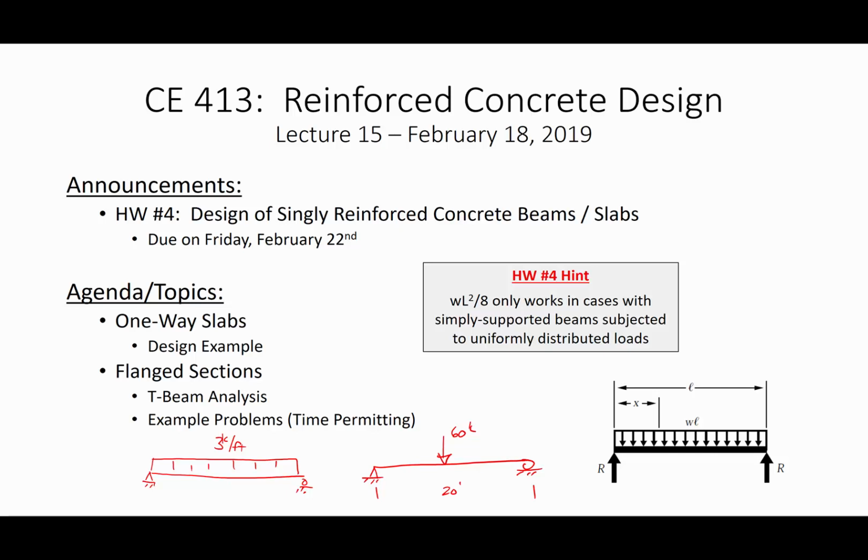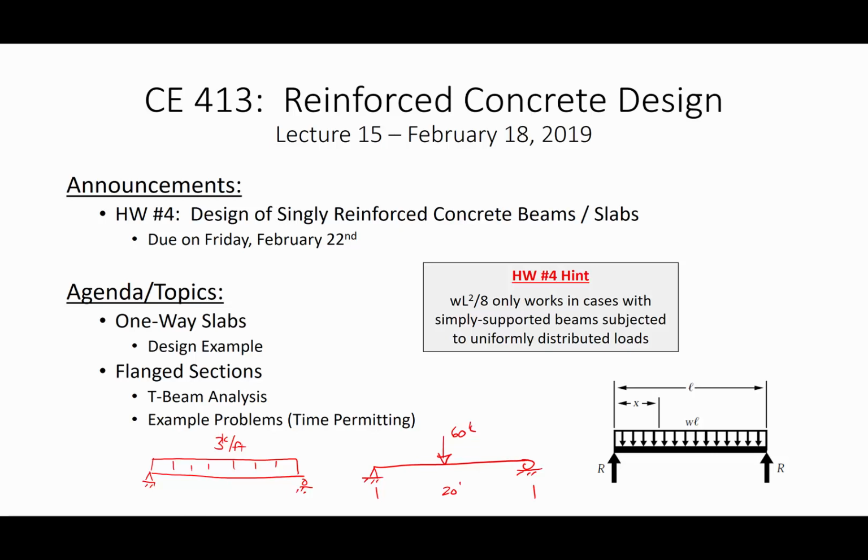Remember, if you have a point load, what does your shear diagram look like? It goes up and over and down and over and up. So your moment diagram is linear. This is when your moment diagram goes like that. So this is why you have a parabolic term, like the WL squared. So if you have this type of loading scenario, or any loading scenario that's not this, WL squared over 8 does not work. That's not the formula that you use.